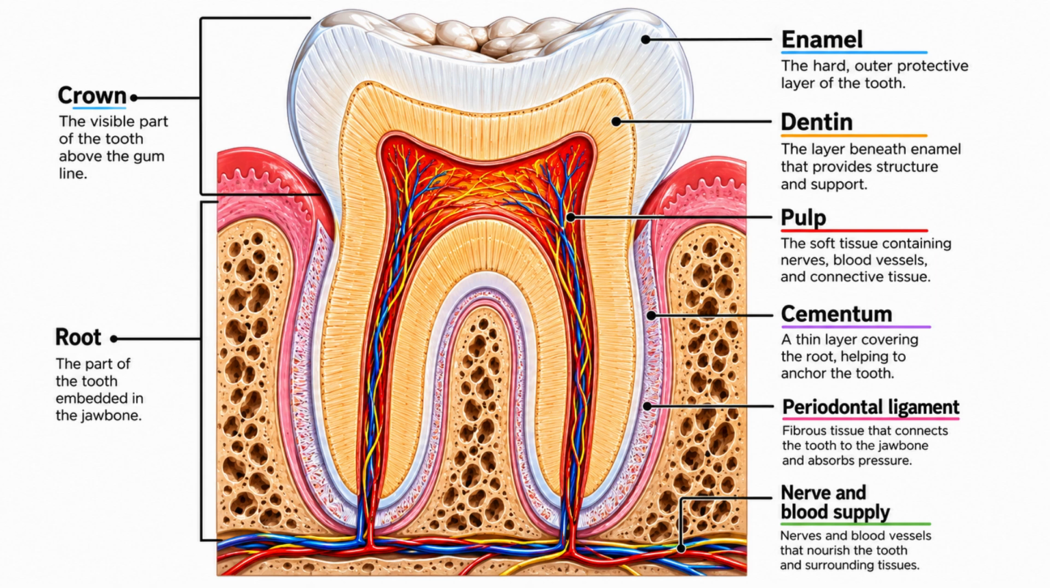This is how the tooth forms: enamel, dentin, pulp, periodontal ligament, and cementum are the important parts of the tooth.